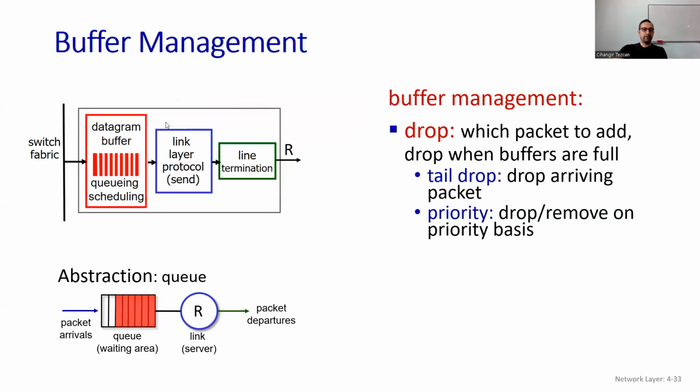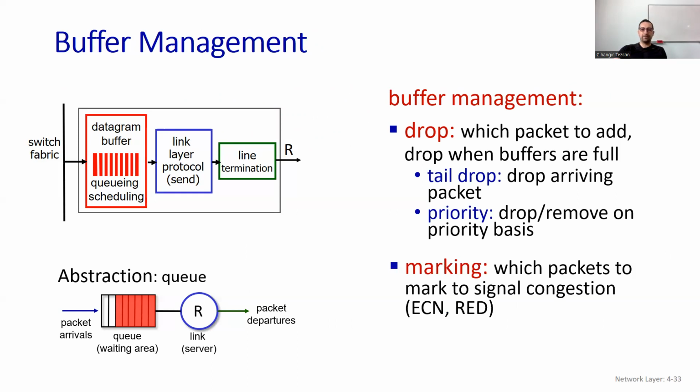So buffer management, there are some ideas here. Drop: which packet to add or drop when buffers are full. Tail drop: drop the arriving packet. Priority: drop or remove on a priority basis. So at this point, you have to decide what is priority, which one is more important. There are a few slides here that we are going to talk about.